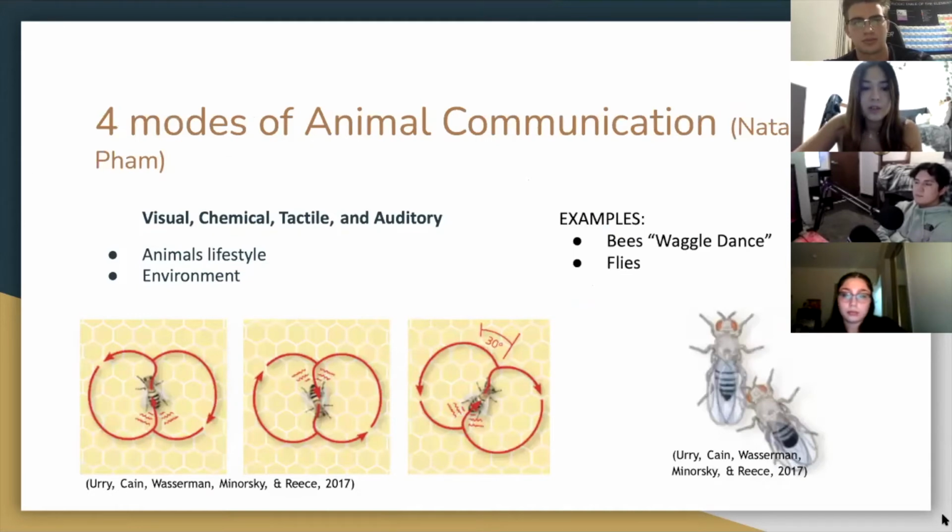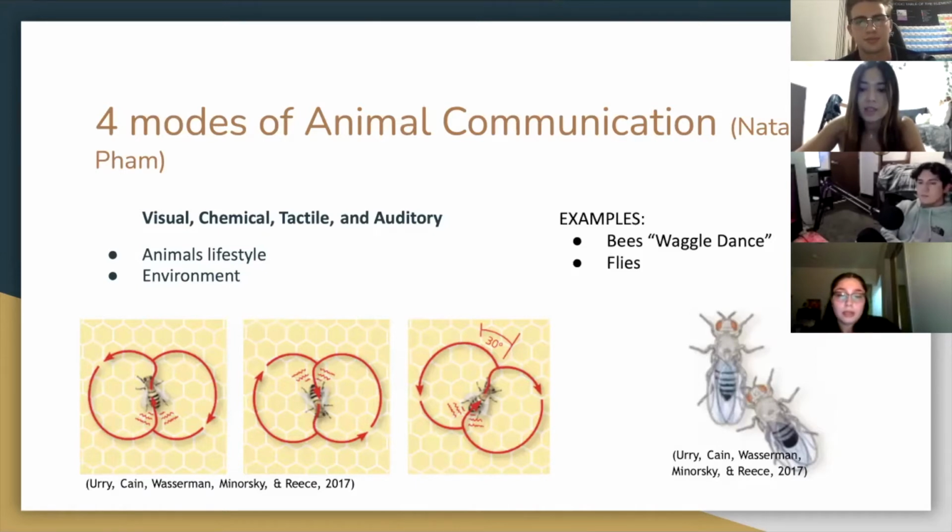The four modes of animal communication are visual, chemical, tactile, and auditory. These modes are pretty self-explanatory. With visual, it uses vision to detect a stimulus and observation of another species. Chemical uses scent or hormones being released to detect a stimulus. Tactile is a method of touch to detect the stimulus. Auditory is the sense of hearing to detect the stimulus. Animal communication can vary in species, lifestyles, or the environment they take place in.